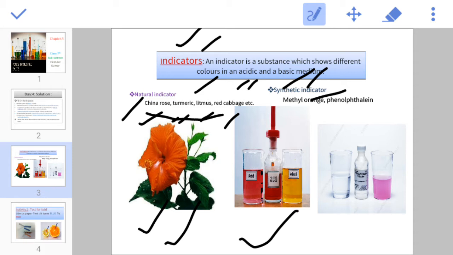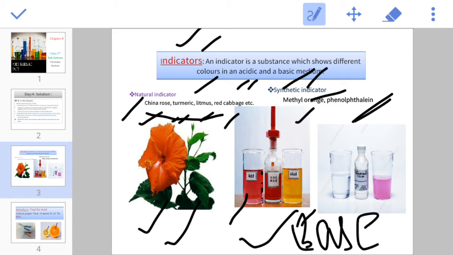And for synthetic indicators, just learn two names: one is methyl orange, second is phenolphthalein. Here one is an acid and the second is an alkali. Alkali we can say is a base, and in between these two is the indicator, in solution form. When we use this indicator in an acidic medium, it appears red. You can see in the picture, this is the red one. And when we use this indicator in a basic solution, it appears yellow in color.